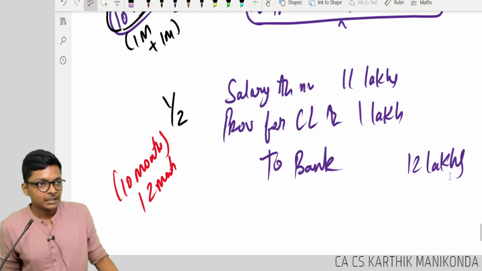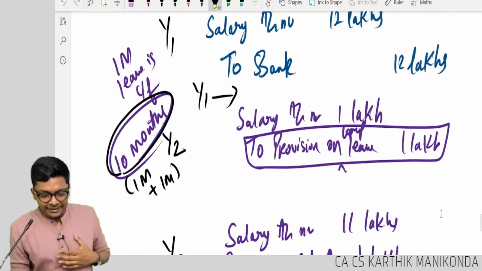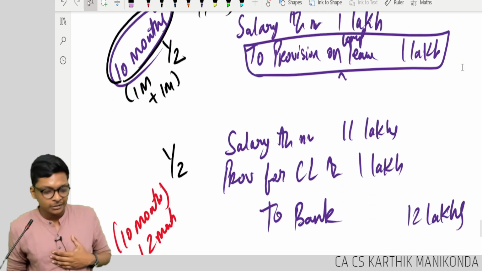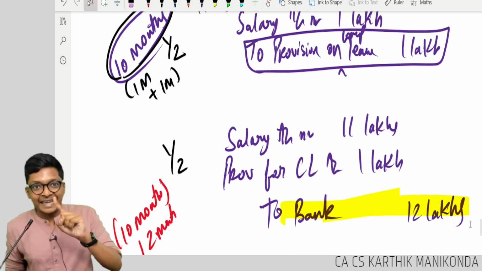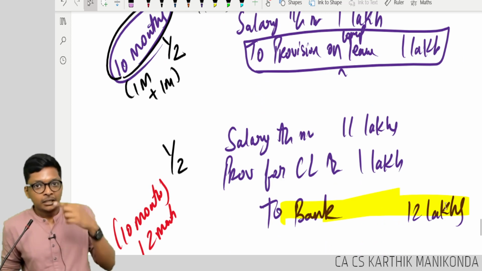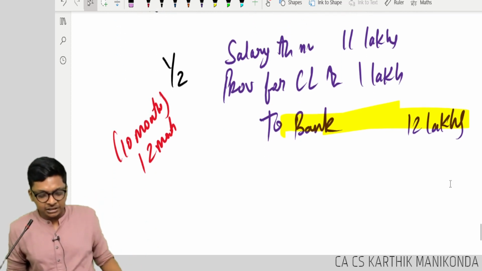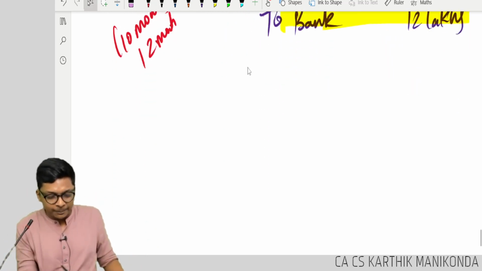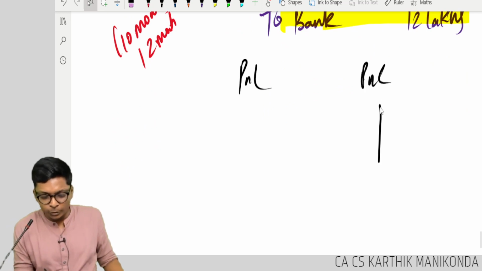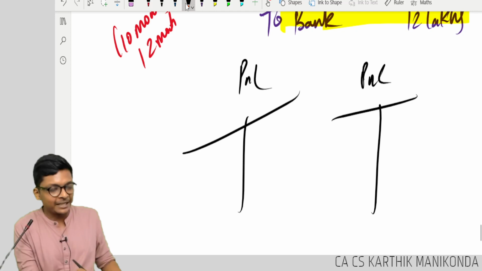Are you following? That means both the years he received how much? 12 lakhs only. I never gave him what? How much? 13. He got 12. Payment is cash. But if you look at the accrual, now I'll write the P&L of both the years. Now we will get the full logic once I do the P&L.